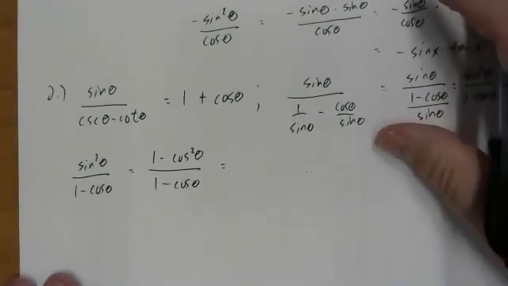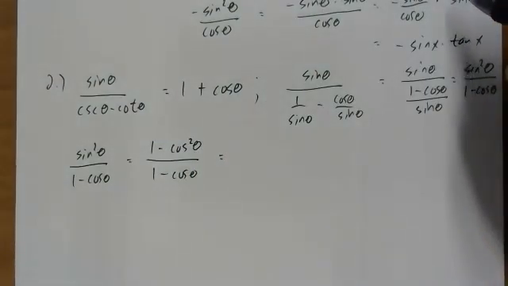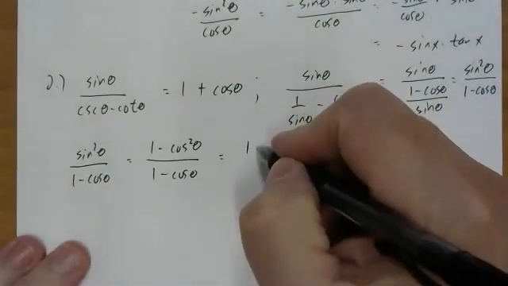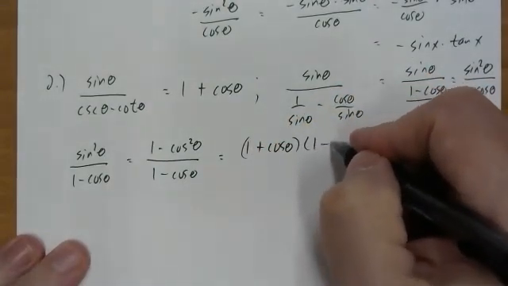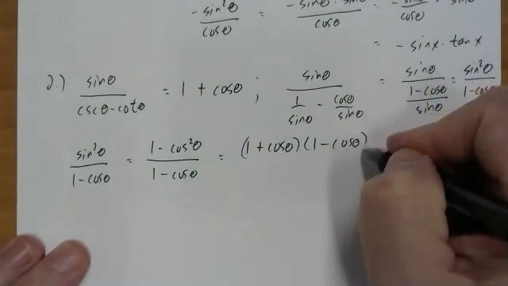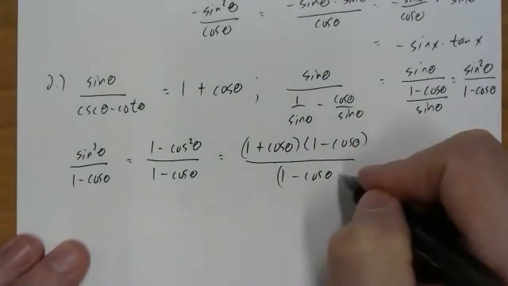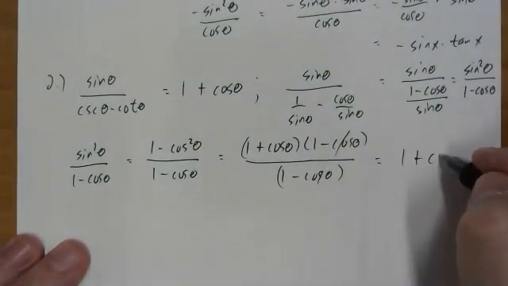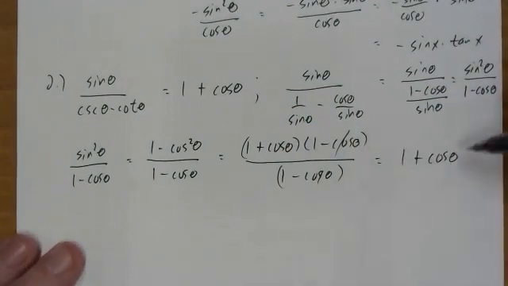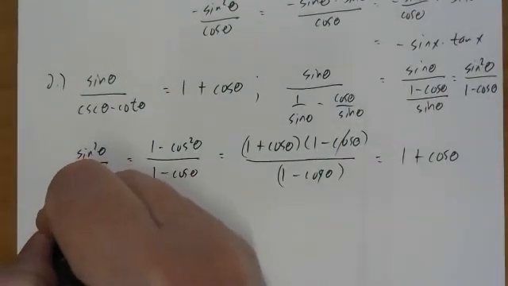Now here's something you just have to sort of see when you do these enough. 1 minus cosine squared theta is actually a difference of squares, meaning we can factor it. And it would be 1 plus cosine theta times 1 minus cosine theta, all over 1 minus cosine theta. You can see that those cancel out. I'm left with 1 plus cosine theta, which is what we wanted to prove.